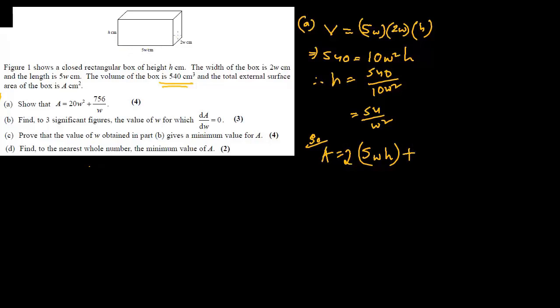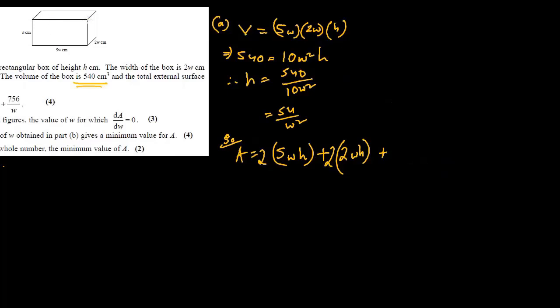Then one at the side is twice w into h, so that would turn out to be 2wh, and since there are 2 surfaces, into 2, plus one at the top, which is 2w times 5w, so that should be 10w squared. That is the area of this rectangle, 10w squared, and there is also one at the floor, one at the bottom, so into 2. If we calculate this, this is 10wh plus 4wh plus 20w squared. So let me write 20w squared in front, plus 10 plus 4, 14wh.